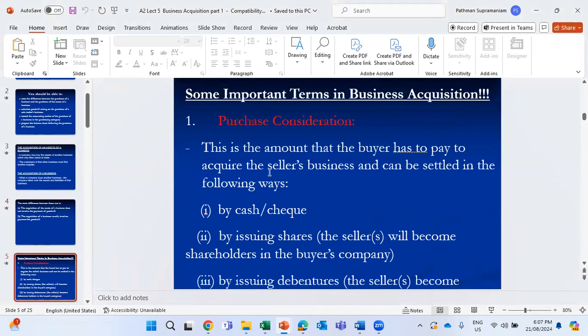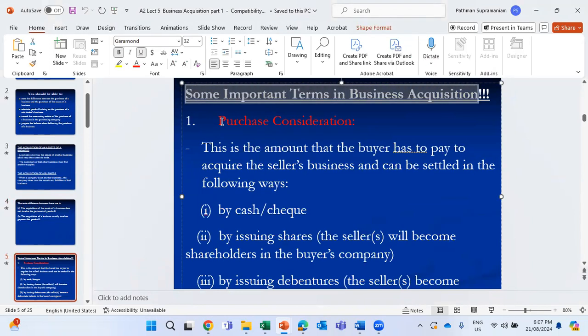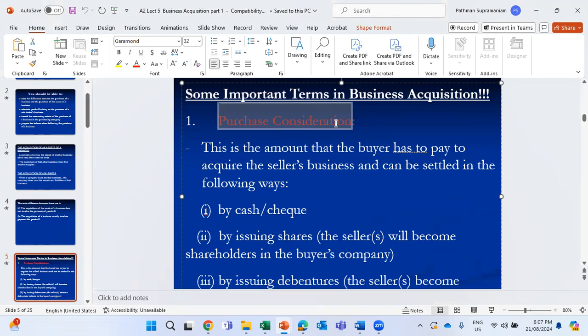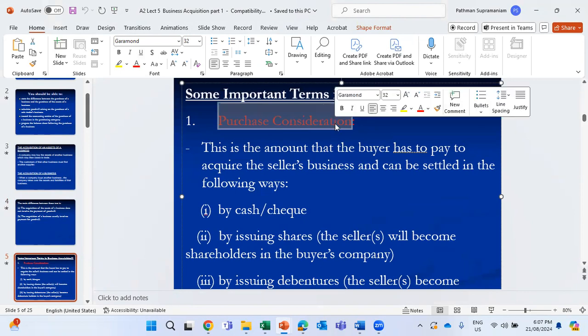Okay, so for this chapter, you need to know some important terms. Number one, purchase consideration. Purchase consideration is the term we use for the buying price. The buyer pays the seller to buy over the seller's business. How much they pay, that is the purchase consideration. Basically, it's the buying price.